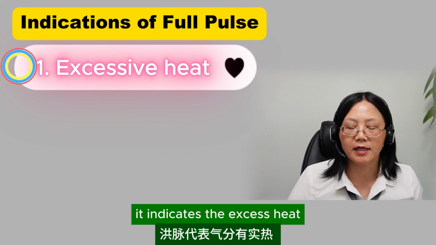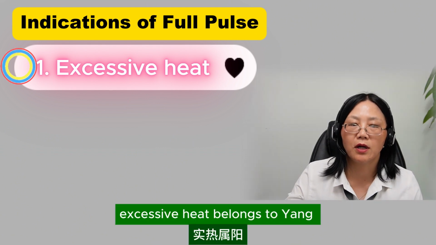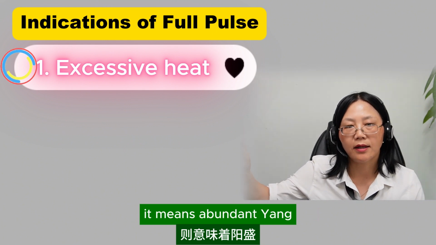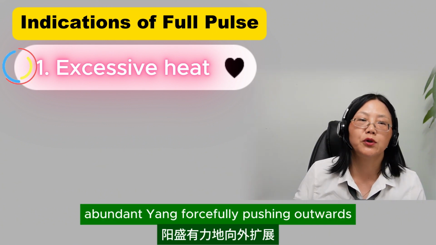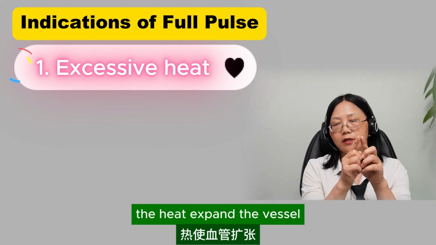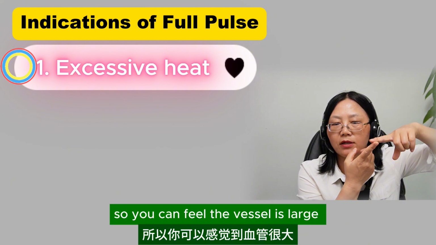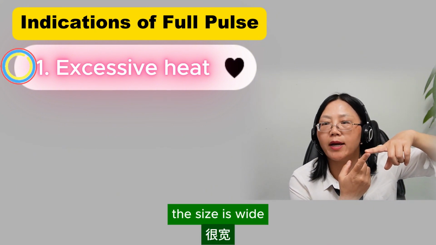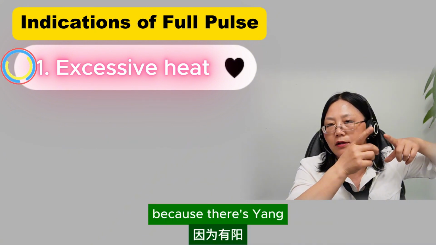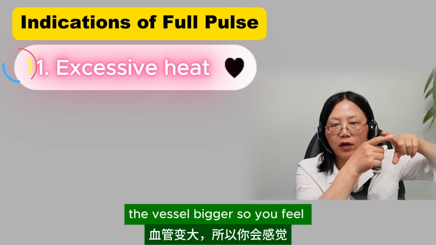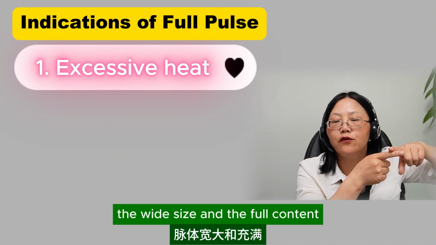It indicates the excessive heat. Excessive heat belongs to yang. If it's excess heat, it means abundant yang, abundant yang forcefully pushing outwards. The heat expands the vessel, so you can feel the vessel is large. The size is wide because there's yang. Yang going outwards makes the vessel bigger, so you feel the wide size and the full content.